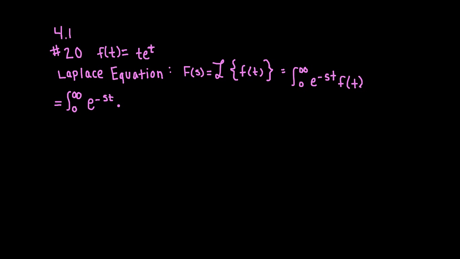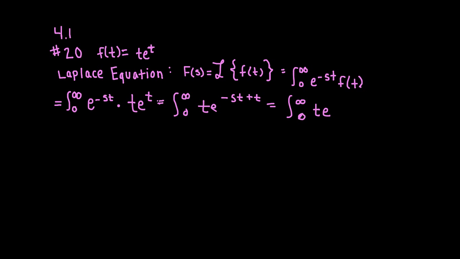the integral from 0 to infinity, e to the negative s times t, times our function of t, which is te to the t. I went ahead and simplified this to get the integral from 0 to infinity of te to the negative st plus t. And then simplifying even further, you'll see why I am doing this when we start integrating this function.